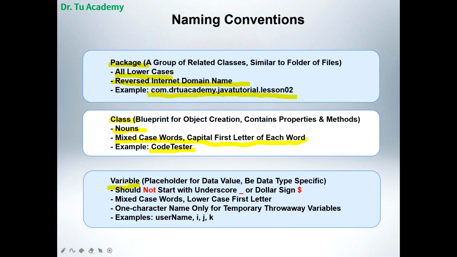Variable name. Remember never to use an underscore or $ sign as the first character. We can use mixed case words. The first letter must be lowercase. Sometimes we have a temporary variable which can be thrown away. For this type of variable, we can use a single character like i, j, k.